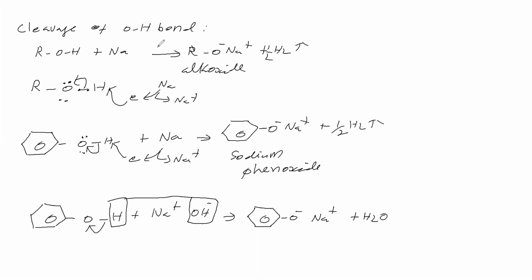Okay. So alcohol with the sodium gives hydrogen gas. Phenol with the sodium gives hydrogen gas. But phenol with the sodium hydroxide gives salt and water. The salt is sodium phenoxide. In these reactions, the OH bond is breaking.